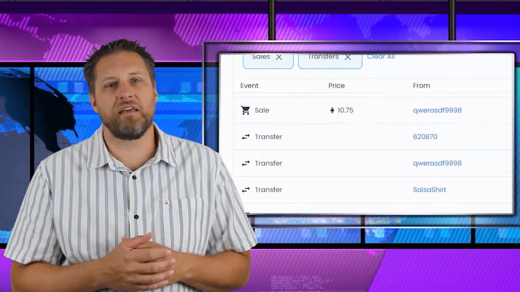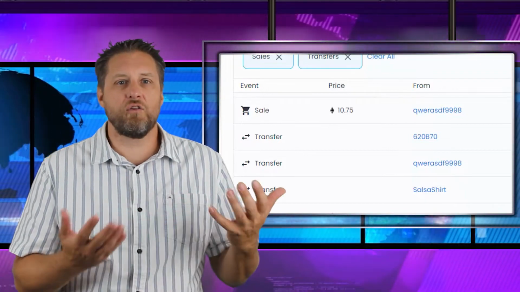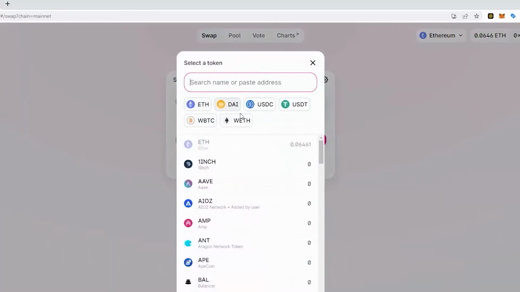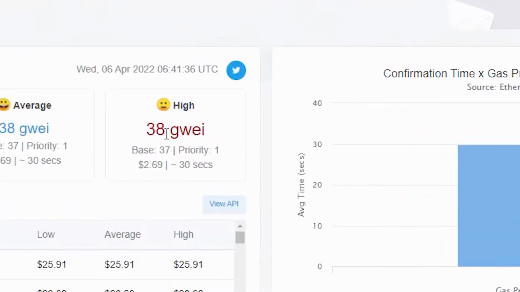So how do you get Wrapped ETH? Well, the normal way is to jump on Uniswap, pay a little gas fee, and get your ETH wrapped up. Here I am on Uniswap. I have my wallet connected on the Ethereum blockchain, and I'm gonna select a swap from ETH into Wrapped ETH. Right now, gas is about 38 Gwei, so this is gonna be a pretty inexpensive transaction.